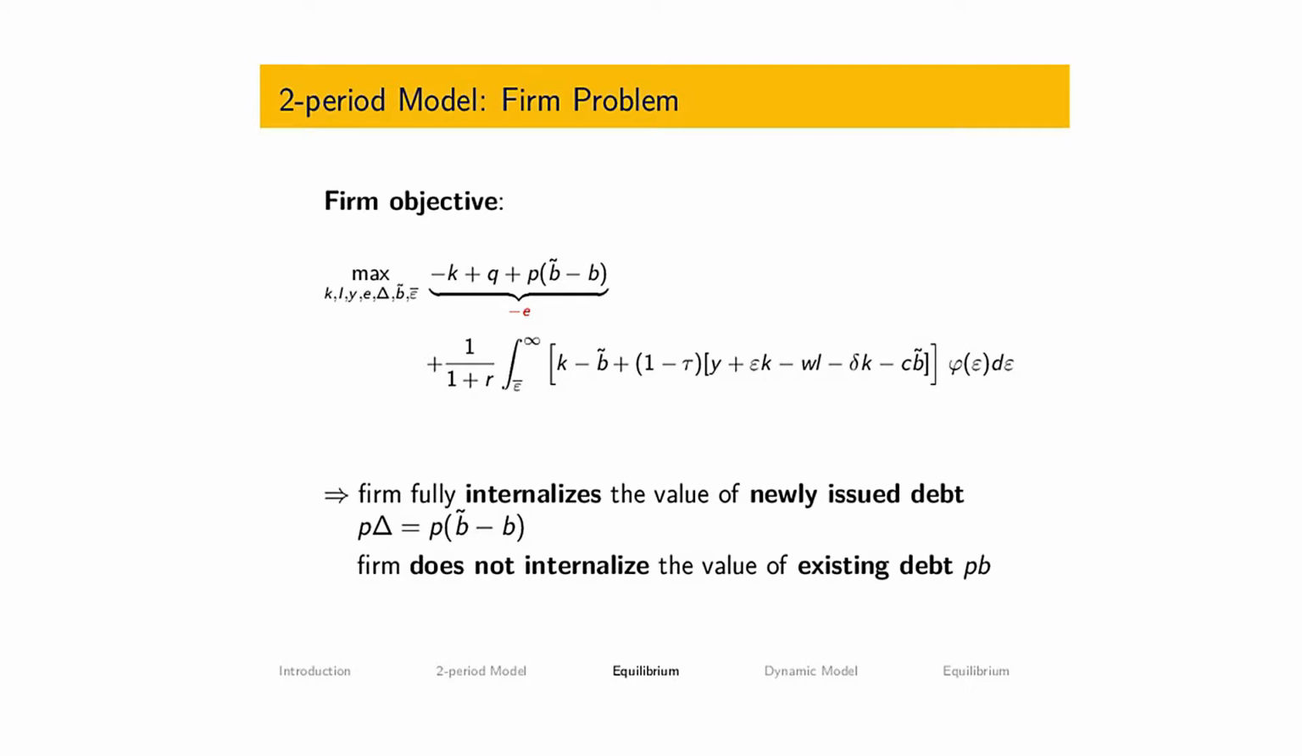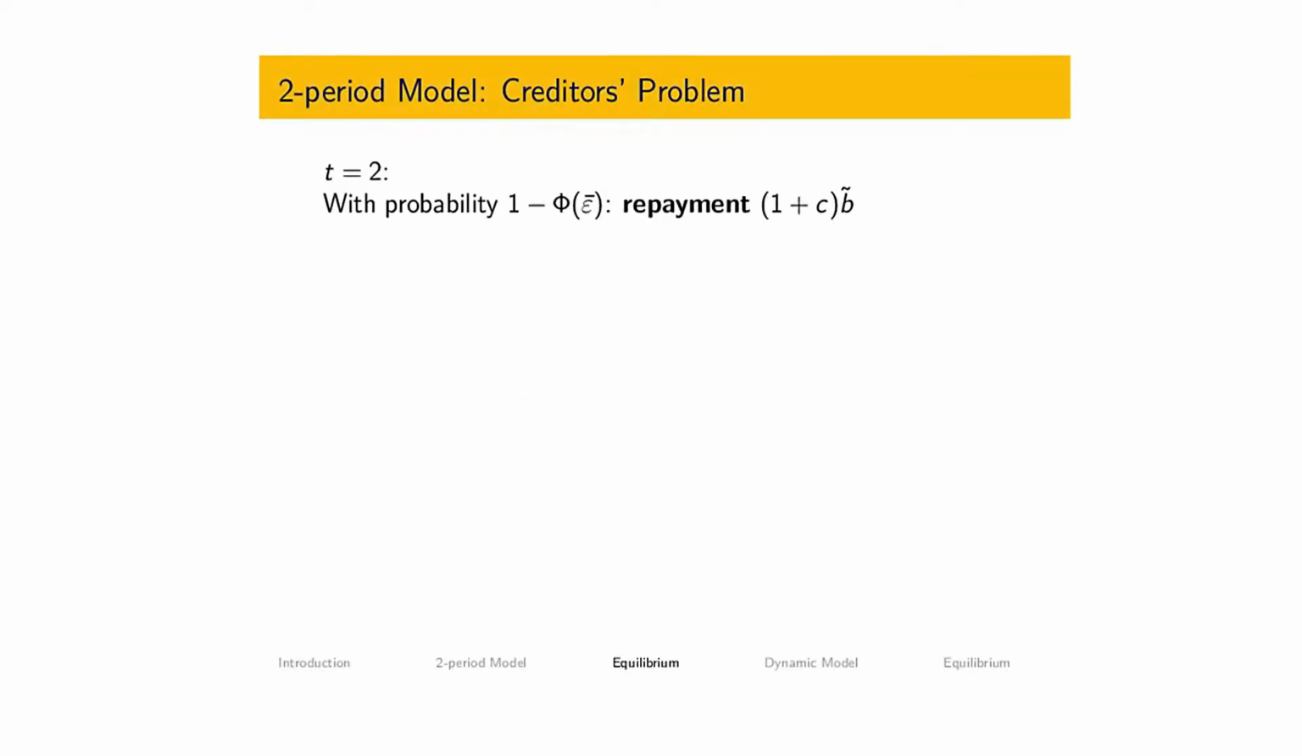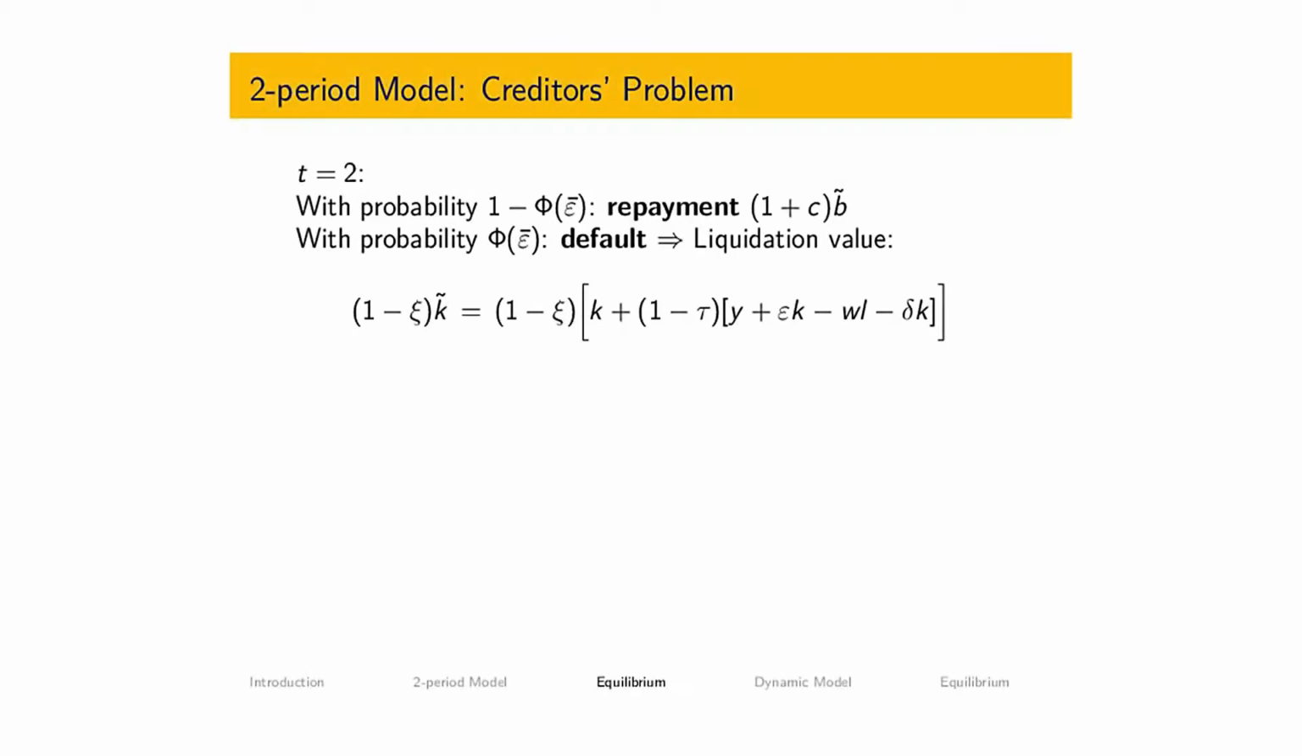So this is the last piece of the model: how this bond is priced. This is of course key for the firm, because a high bond price means a low spread and so a low cost of capital. So creditors anticipate that whenever epsilon turns out to be too low, there will be default. Whenever epsilon is high enough, there's full repayment. And so with some probability, they get paid back fully. With some probability, they get only the liquidation value of the firm, which is a bit less than the assets in place. And these creditors are just like shareholders in the sense that they're risk neutral.